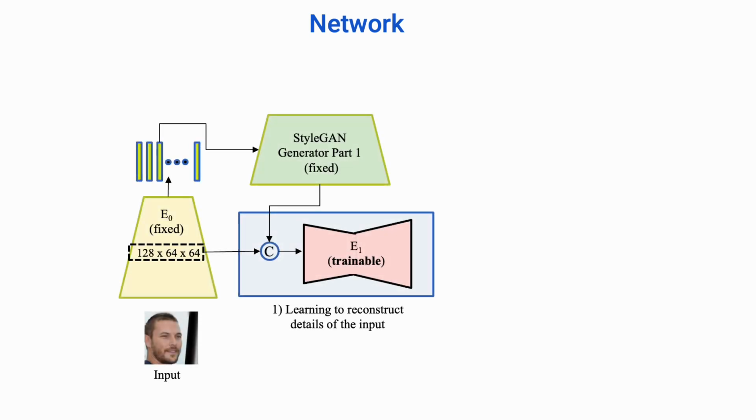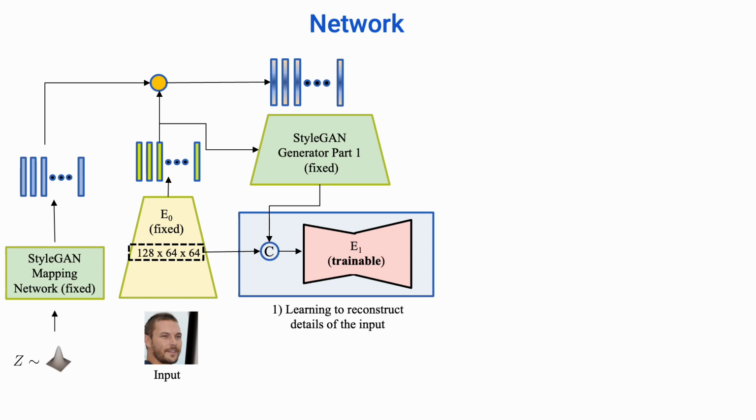Here is our network. Input image is fed to E0, which will extract the style codes. This network is kept fixed, similar to other high-rate GAN inversion models. Furthermore, we extract high-rate 64x64 features. These features are concatenated with low-rate features incoming from StyleGAN. Resulting tensor is fed to E1, whose job is to learn the missing details.